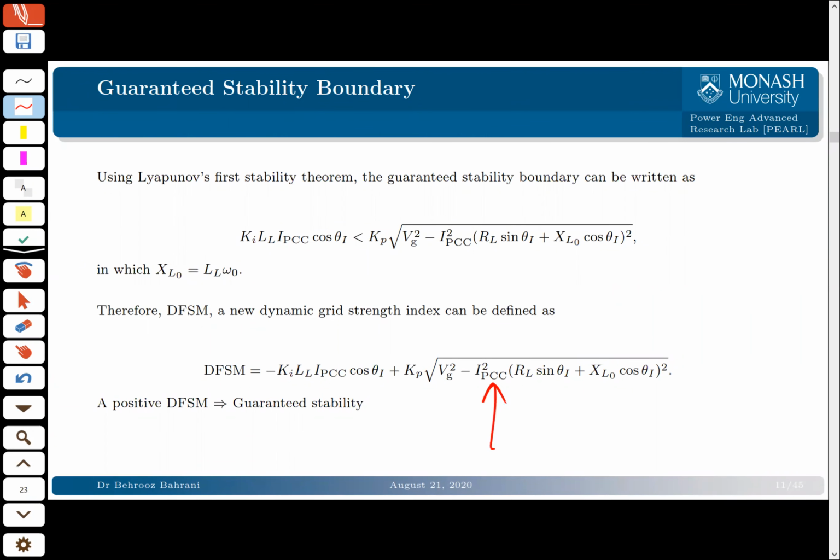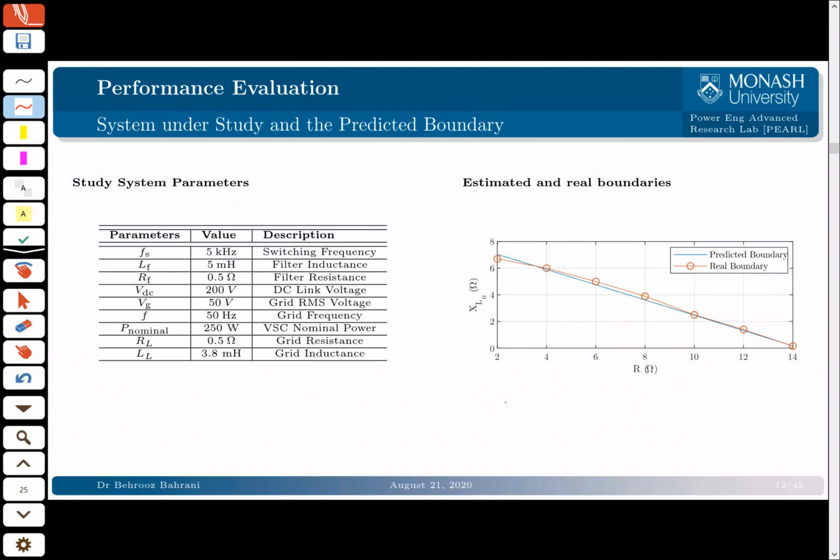So it is a function of all of the parameters and variables that you've got in your system. And we also verified that with some simulations, and we found these real boundaries. You see there is a pretty good match: if you go beyond this, your system will become unstable.